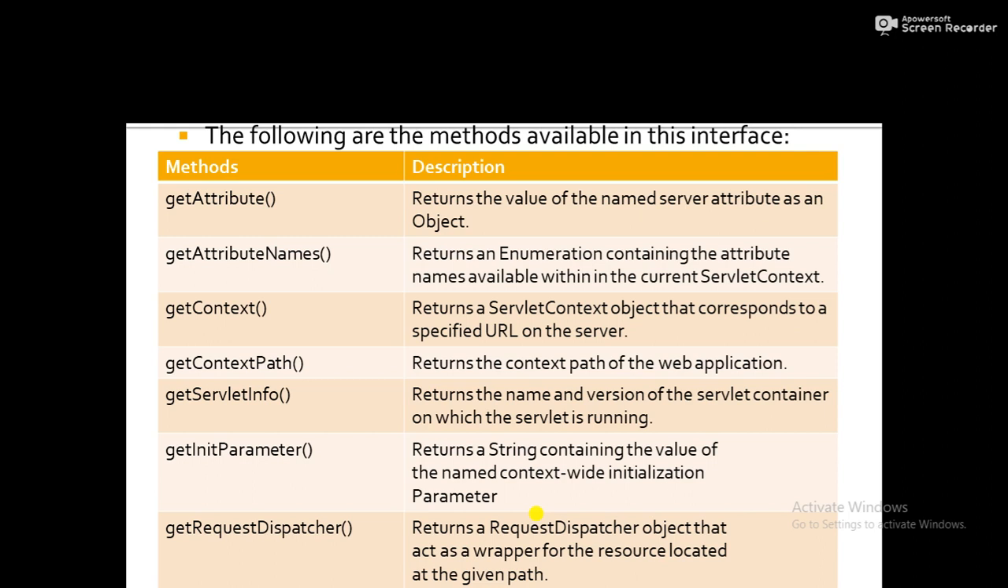Then the next point is getInitParameter. It is used for initializing a parameter. It returns a string containing a value. So if we want a particular result of that servlet, we can use the getInitParameter method. Then getRequestDispatcher acts as a wrapper for the resource located at the given path.